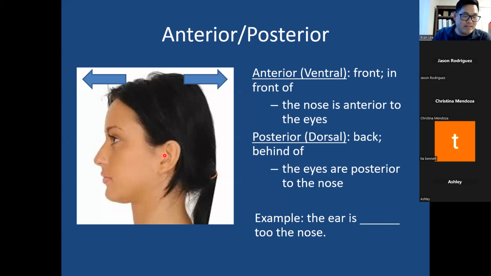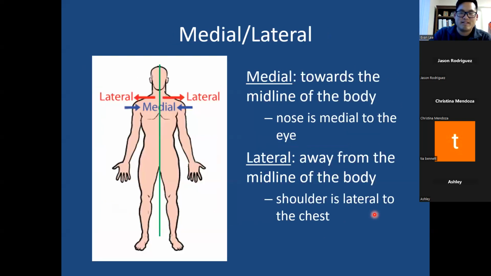And very good. You could actually use the word dorsal as well, because both of those, posterior and dorsal, are the same. Technically, they're a little different, but we're going to use them the same way.